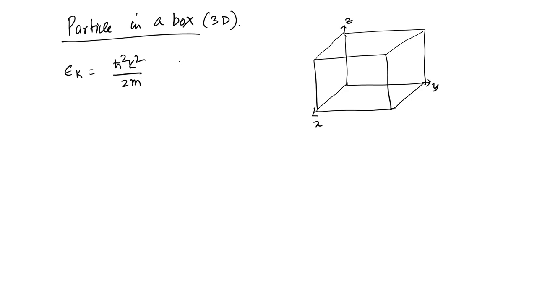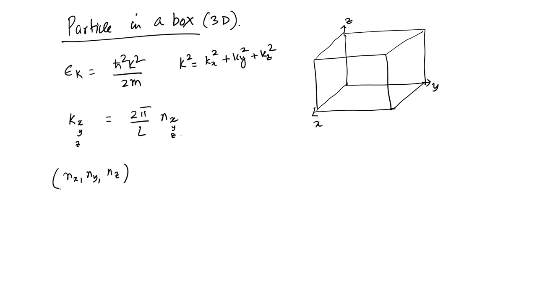And when you solve this, k² is equal to kx² plus ky² plus kz², and kx, ky and kz are quantized as 2π over L times nx, and similarly for ky with ny and kz with nz. Okay, so the quantization of this problem can be expressed in terms of these quantum numbers, which can take all integer values starting from 1.